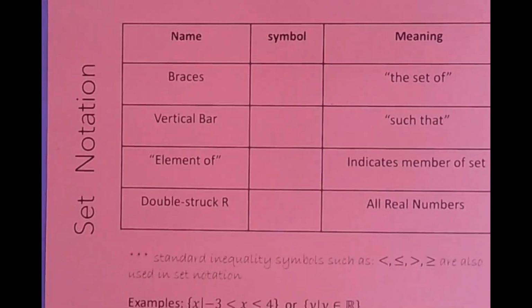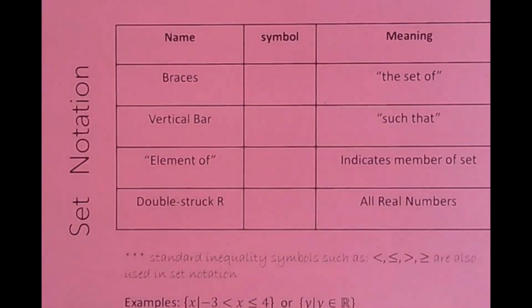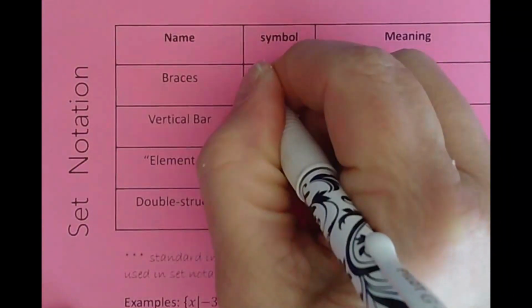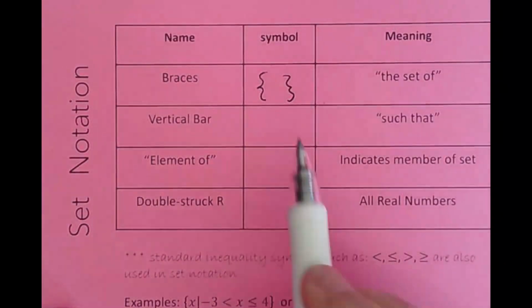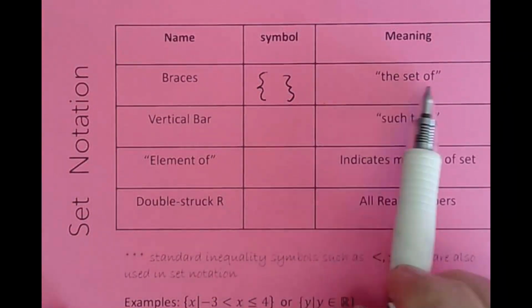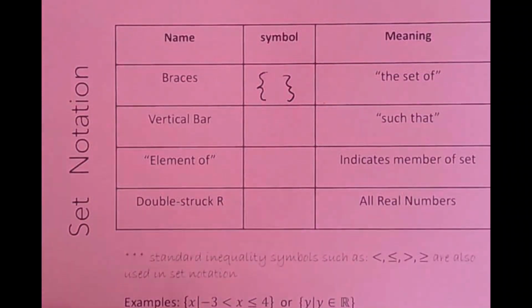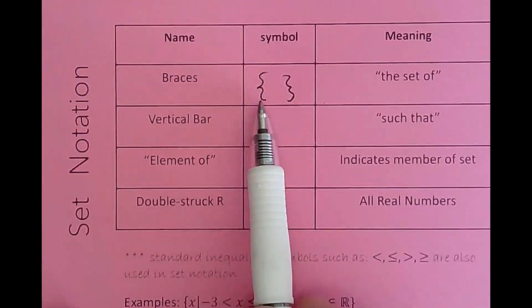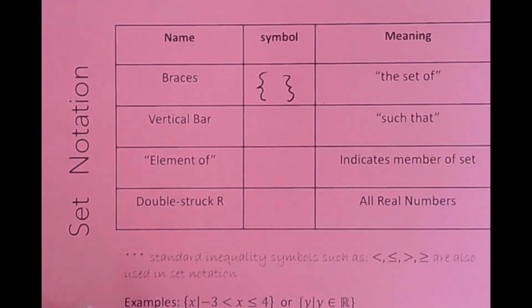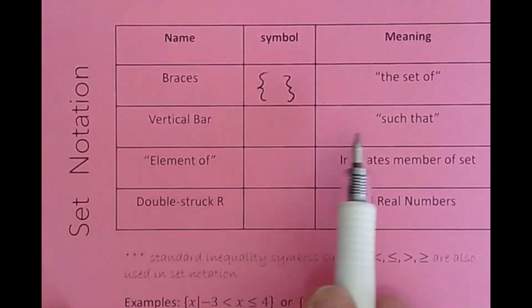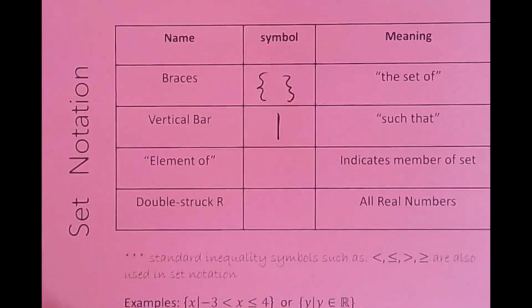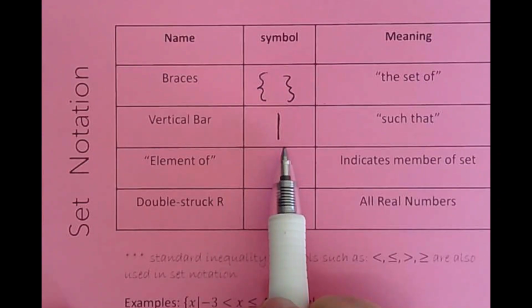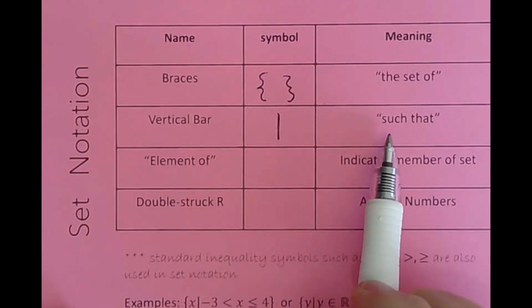For set notation, we'll use braces like this, and the reason is this is a math abbreviation for the set of numbers or whatever the description is. So this is called set notation because of these brackets. We'll also use a vertical bar, and you can make it heavy if you want to, just to make sure that it doesn't look like a 1. And in math shorthand, this means such that.